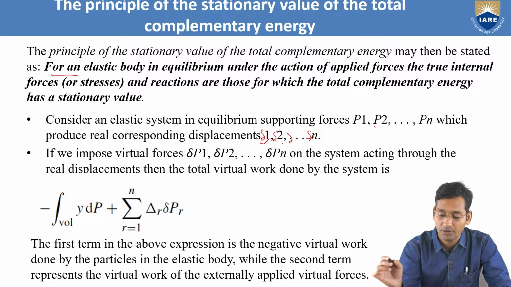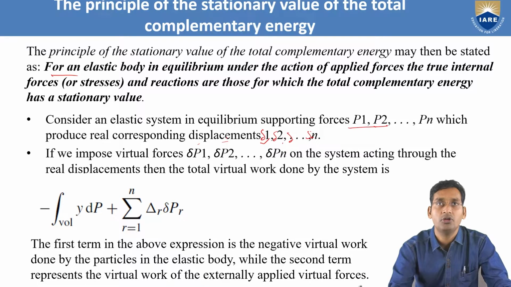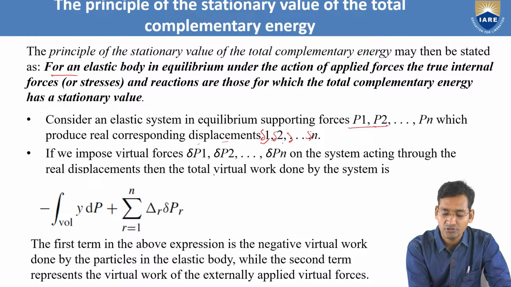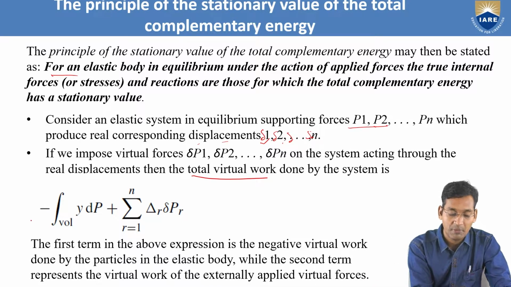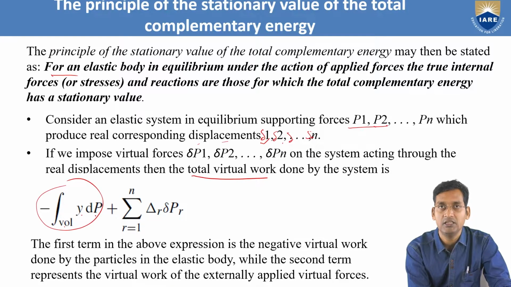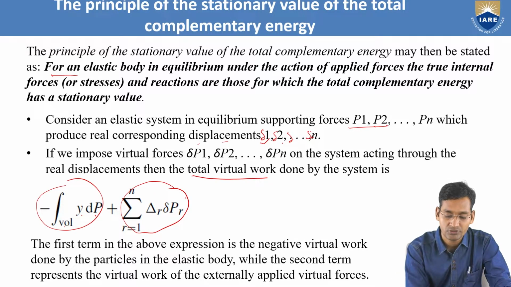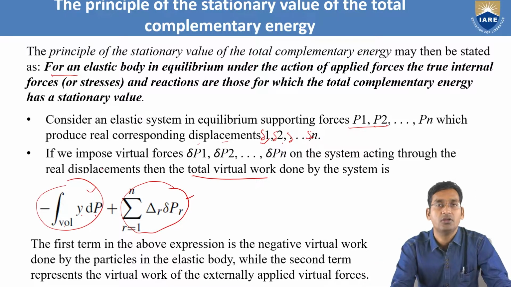So here we have taken the actual forces and the corresponding displacements. Now, because of the virtual forces acting through the real displacements, what will be the work done? The total virtual work done will be minus the integral over the whole volume of y dp. We already saw the Cp formula, and this is force into displacement, which also gives the energy, that is, work done. So this is work done, and this is the complementary energy formula, because of the virtual work.